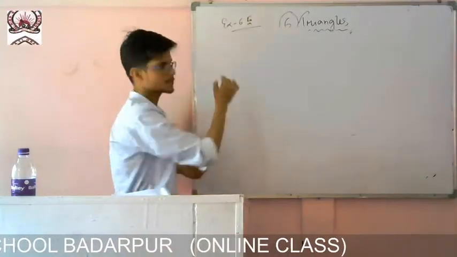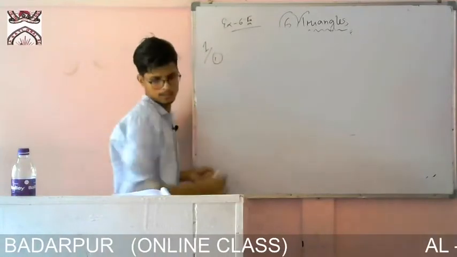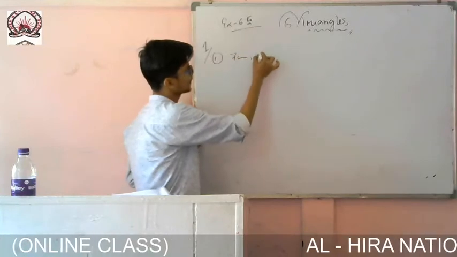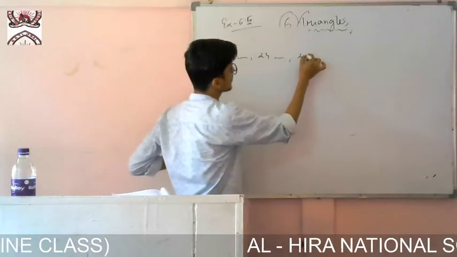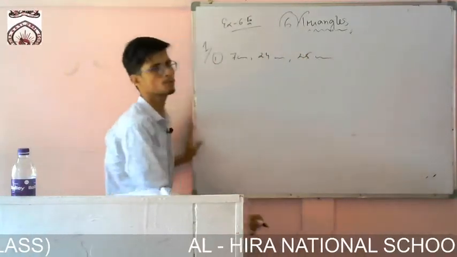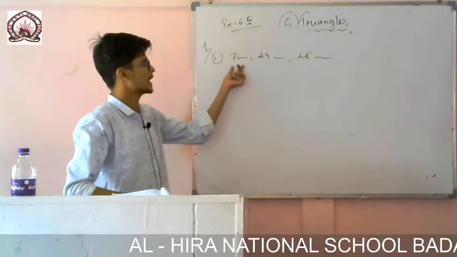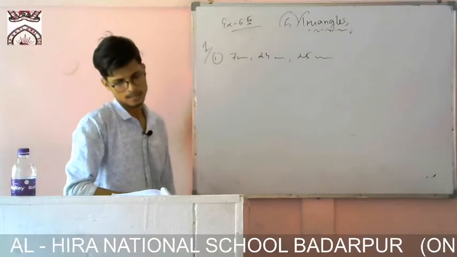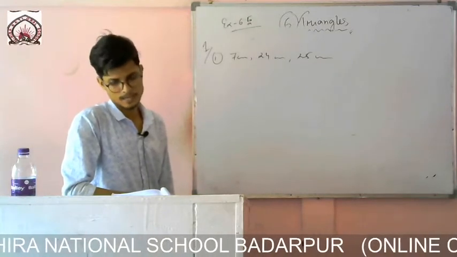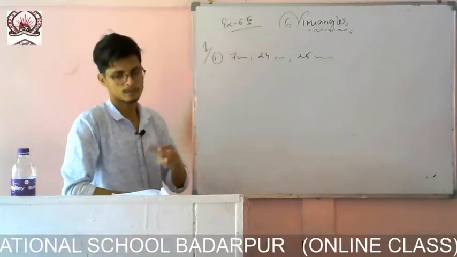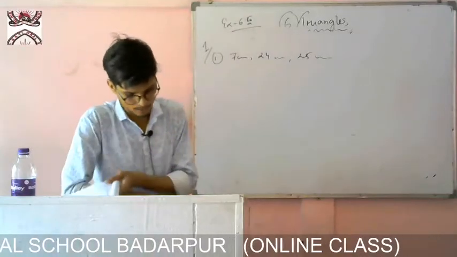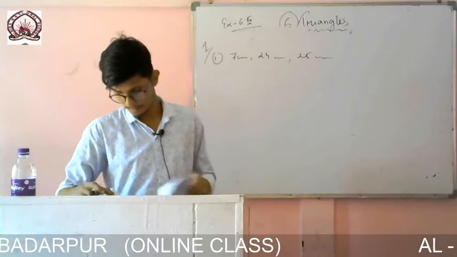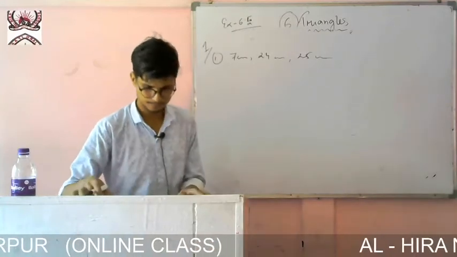Question number 1, Roman number 1. You see the sides are given: 7 centimeter, 24 centimeter, 25 centimeter. So we know how to prove it. If the sum of the squares of the two smaller sides equals the square of the larger side, then we can say that it is following Pythagoras theorem. And if it is following Pythagoras theorem, then we can say that this is a right triangle.